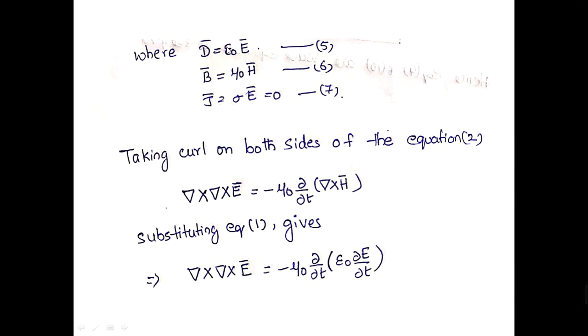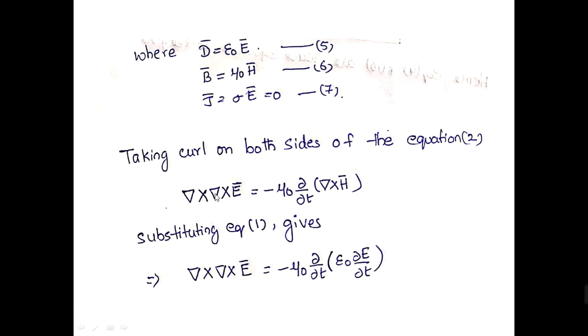And in the Maxwell's equations, wherever you find electric flux density and magnetic flux density, you are replacing them with epsilon naught E and mu naught H. So now, to derive the Maxwell's wave equation, let me take curl on both sides of equation 2. That is, curl of E is equal to minus mu naught dou H by dou T. So, from the second equation, I have taken curl on both sides.